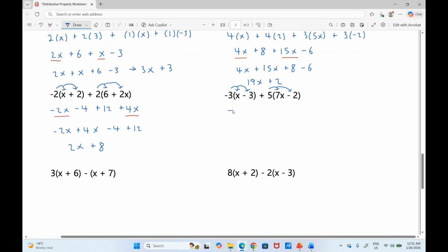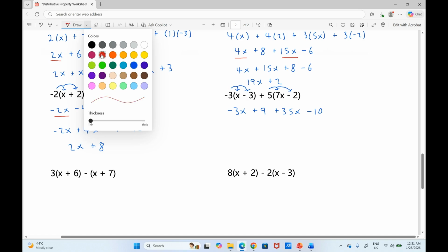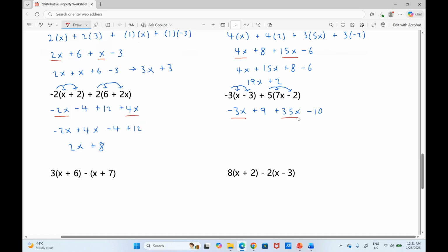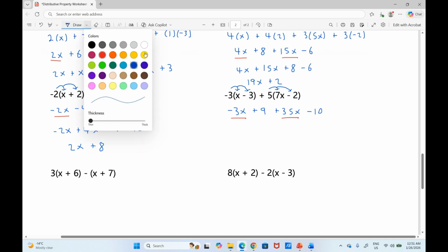Negative 3 times x is going to be negative 3x. Negative 3 times negative 3 is going to be positive 9. 5 times 7x is going to be positive 35x. And 5 times negative 2 is going to be negative 10. So let's collect the like terms, the x's, and then the coefficients.